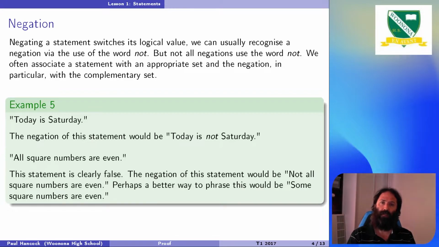And here's a perfect example of where we can use something other than the word not to create a negation. Now, not all square numbers are even, that's a negation, but we could, from our understanding of English, reword that as: some square numbers are not even.